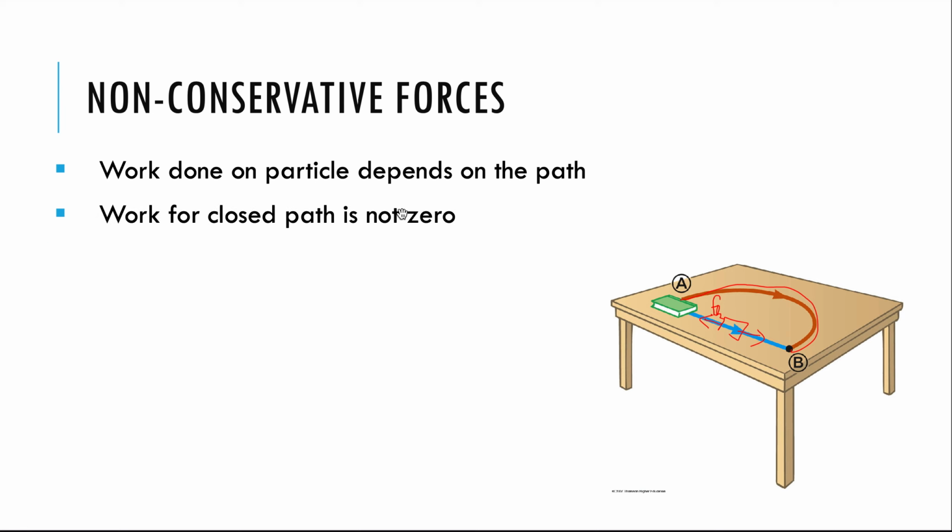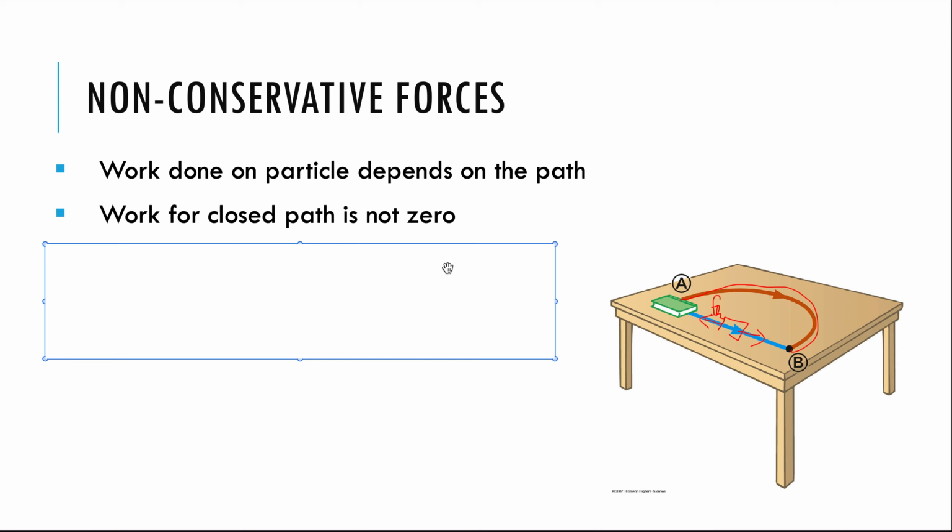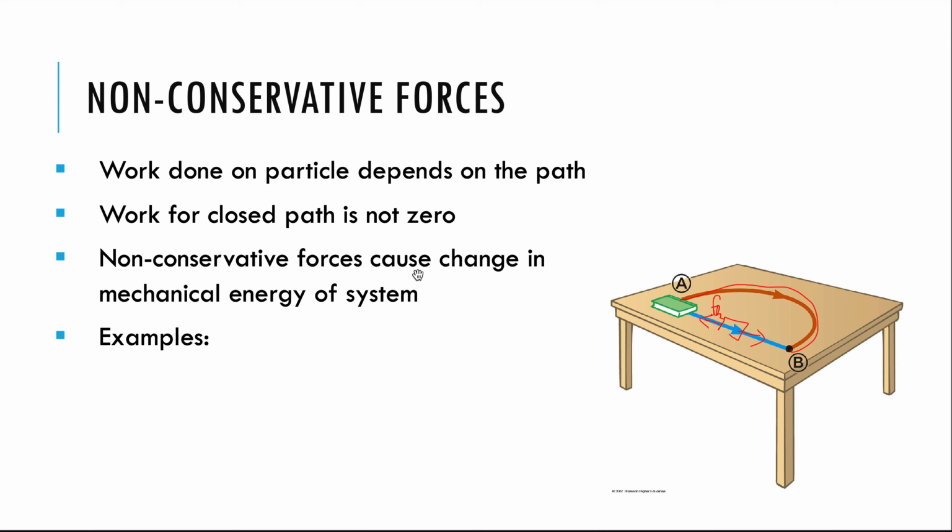And so if you have a closed path, the work is not going to be zero. If you move the book all around and put it back to its starting place, friction will have done a lot of work, which you probably notice because maybe the book is getting a little bit warmer, right? Usually work done by friction is converted to heat, which we also call the internal energy of the system. We'll see that in just a few minutes as well.